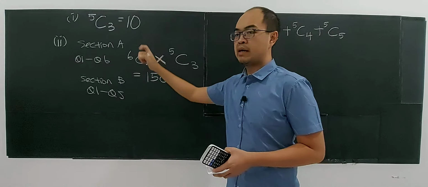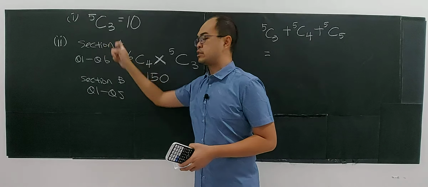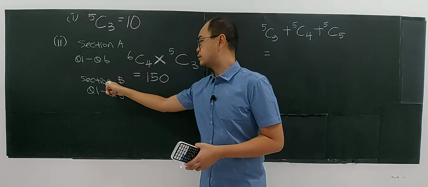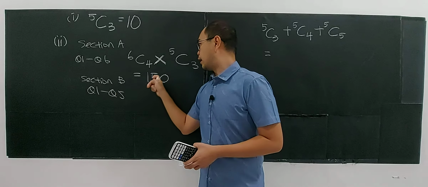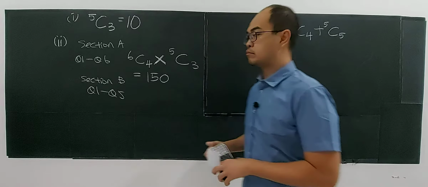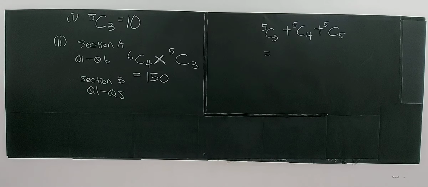This one is you must answer 4 questions from section A and answer 3 questions from section B. The words here, the sentence here, are very important. Okay, let's calculate.